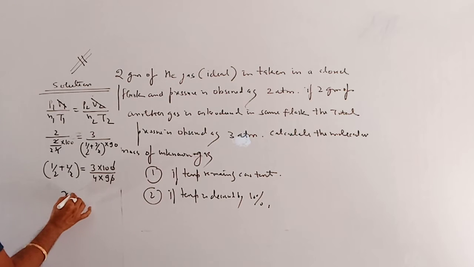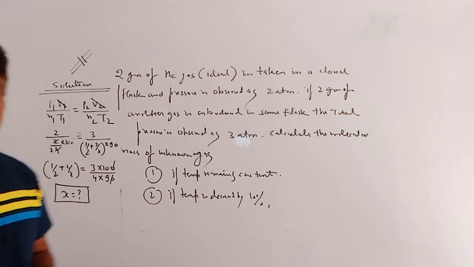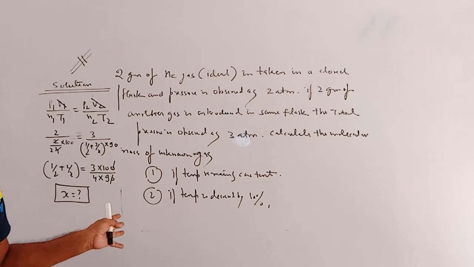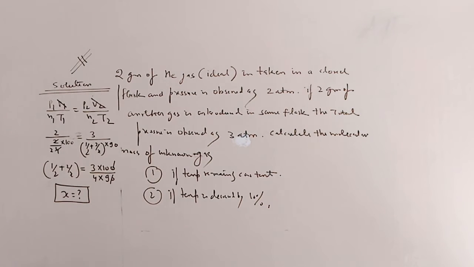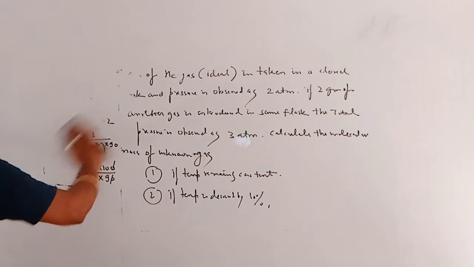So calculate x, which is the molecular mass of the unknown gas according to the second condition. Is it clear? So by using the ideal gas equation, we can easily calculate the required unit.